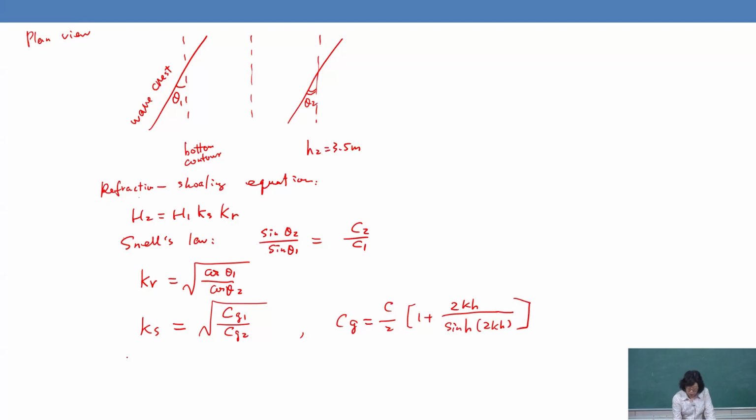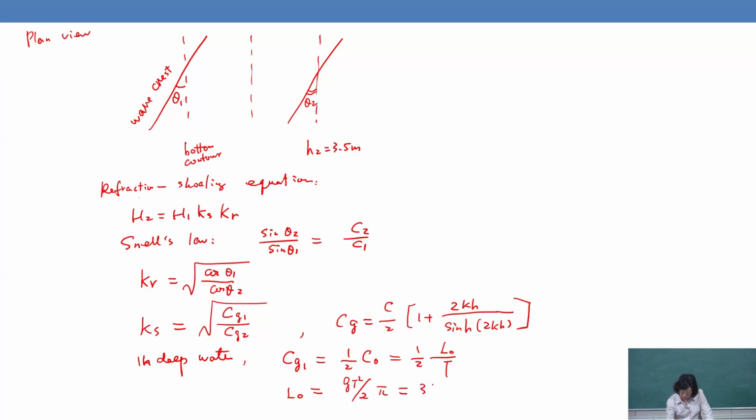And in deep water, remember the equation in deep water, Cg1 will be equal to half C0, which will be half L0 over T. That's very deep water, right? So we will be able to have that calculation. So L0 will be equal to gT squared over 2 pi.